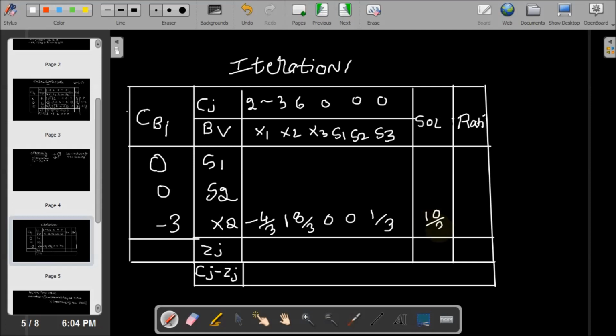Solution value will become 10 by 3. Getting, guys? Any doubts? Please post your doubts in the comment section. So in this way I find out the new values for X2.